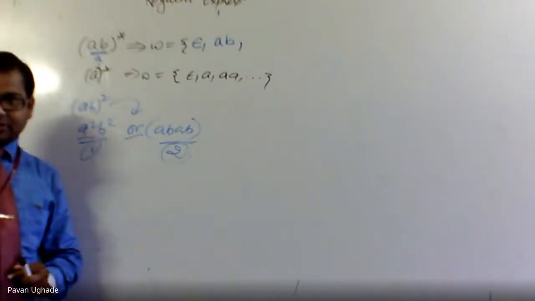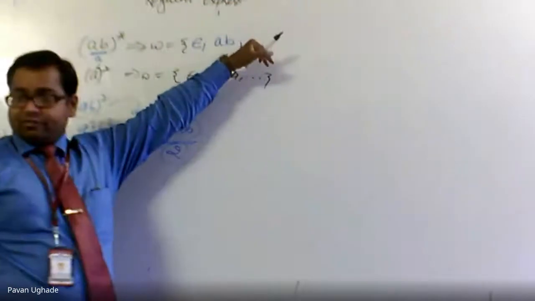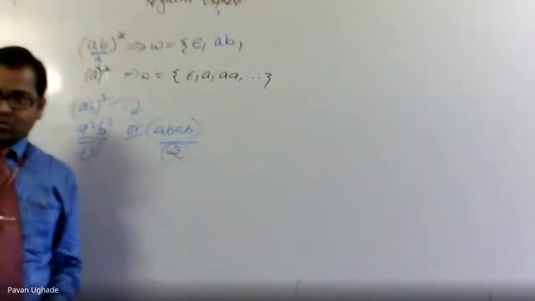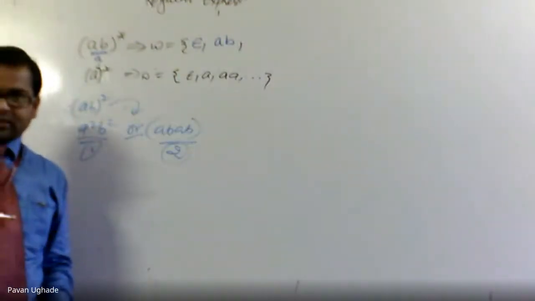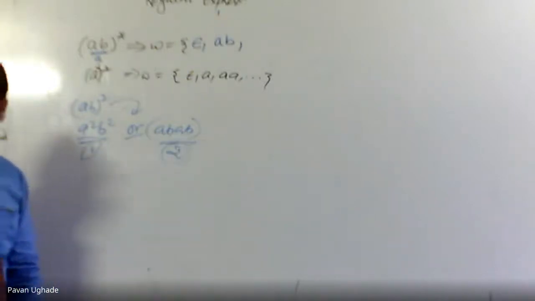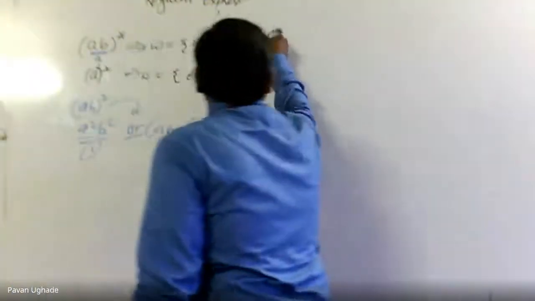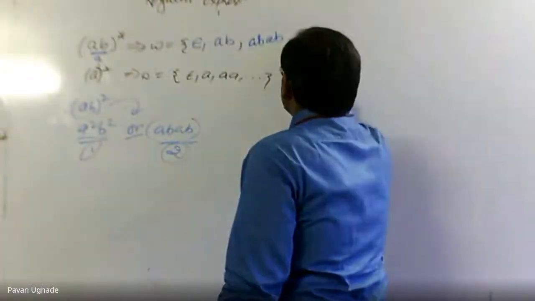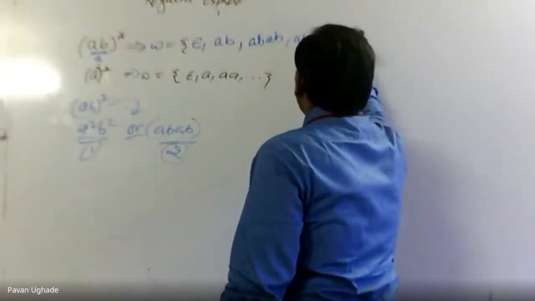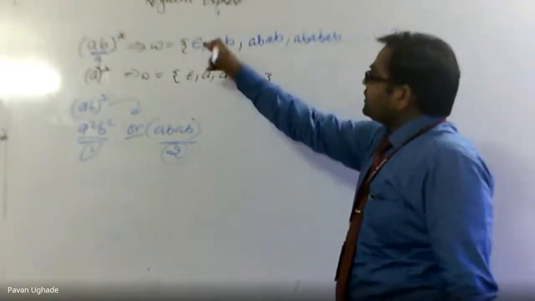The next possible string that will be accepted over here, what will be the correct one? A square B square or ABAB? It is the second. Yeah, very good. It is definitely ABAB. Next it is ABABAB and so on. This is how you have to understand.